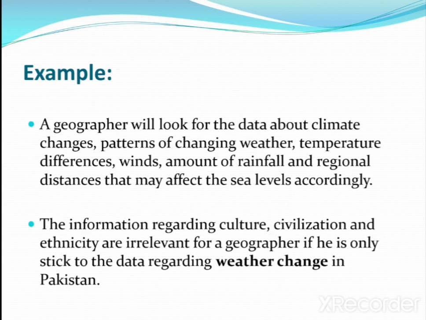For example, there is a geographer and he wants to collect data about the climate changes. The paragraph will tell that the geographer will look for the data about climate changes. He will talk about the patterns of changing weather. He will talk about the temperature differences, winds, and the amount of rainfall, and the regional distances that may affect the sea level accordingly.